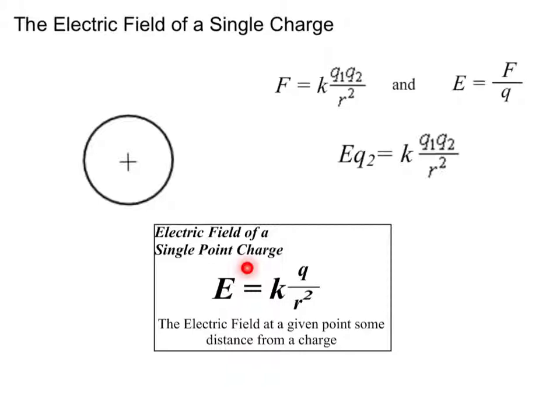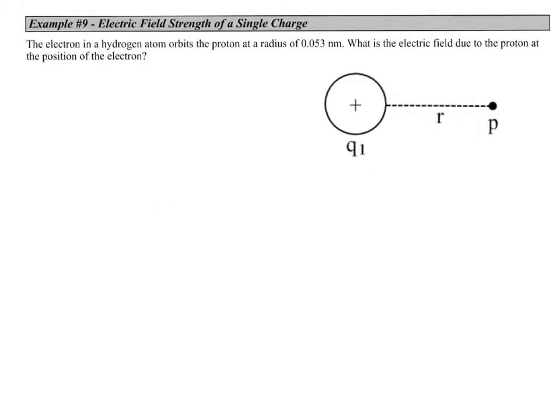So let's look at an example. Here, the electron of a hydrogen atom orbits the proton at a radius of 0.053 nanometers. What is the electric field due to the proton at the position of the electron? So here would be our proton, here would be the position of the electron, here's the distance between them.